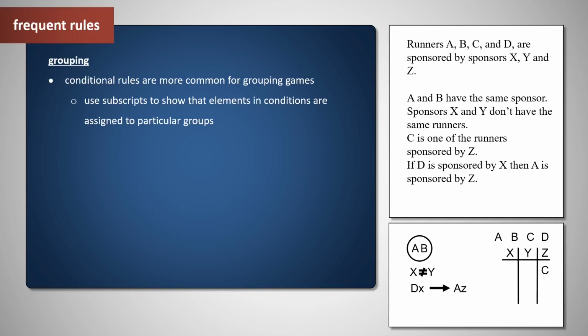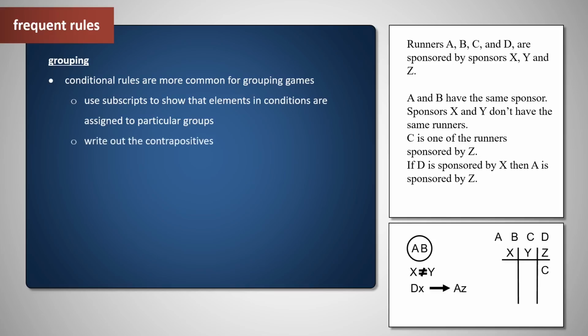This is a complex rule because it relates the assignment of one letter to a structure with the assignment of another letter to another structure. So there's a couple of relationships going on here. A lot of the time when you have that, you can use subscripts to more simply write this out. D subscript X means D is assigned to X. A subscript Z means A is assigned to Z. And this basically tells us if D is in X, then A is in Z.